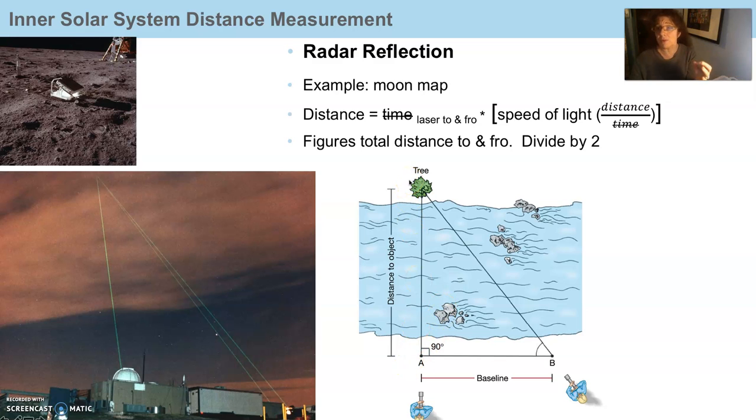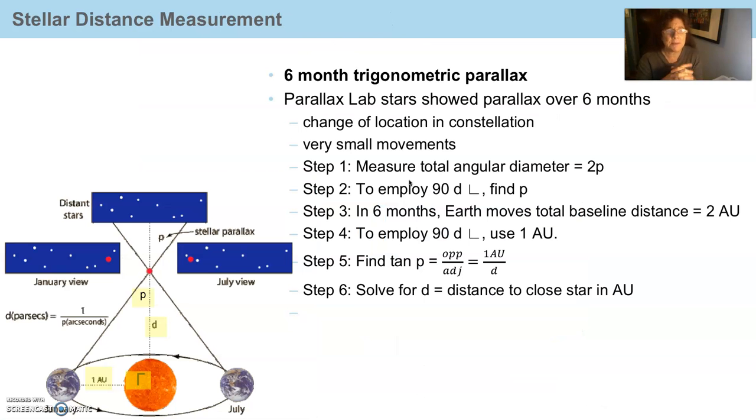Okay, that's radar reflection. We can do that in the inner solar system. We can do that to Mars. We can do that to the moon. I think Mars is about as far as we've gone with radar detection, or reflection, I should say. When we go farther out than our solar system, we do use trigonometric parallax, which is a triangulation just like you were looking at, in a slightly different way.